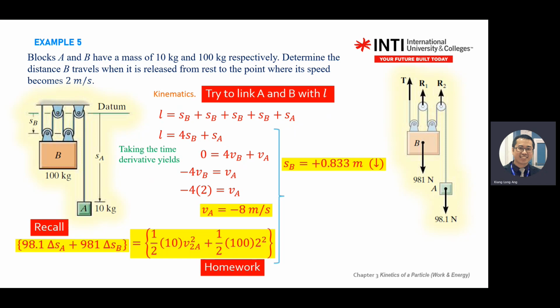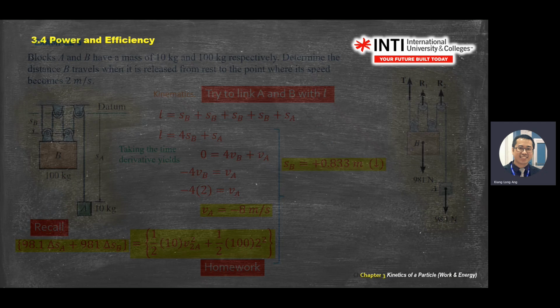Going down, you get positive because the datum is positive going down. Okay, so next lecture, we look at power.